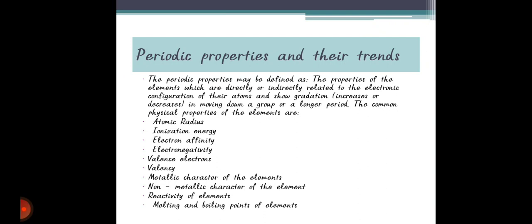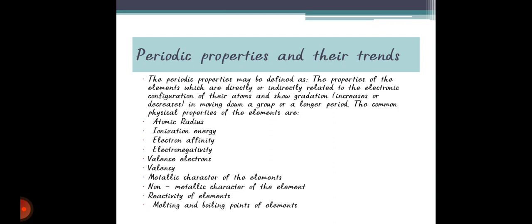So coming to periodic properties and their trends, the periodic properties may be defined as the properties of the elements which are directly or indirectly related to the electronic configuration of their atoms and show gradations. It may increase or decrease in moving down a group or across a period.